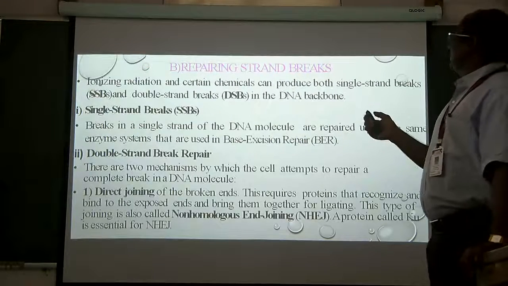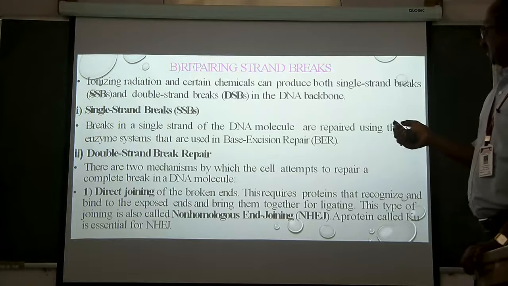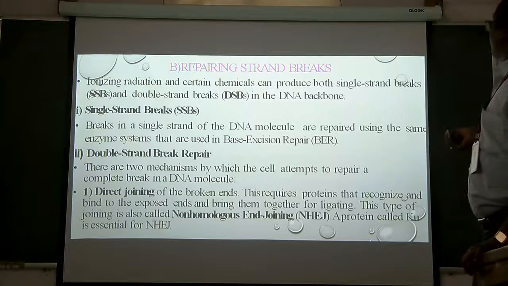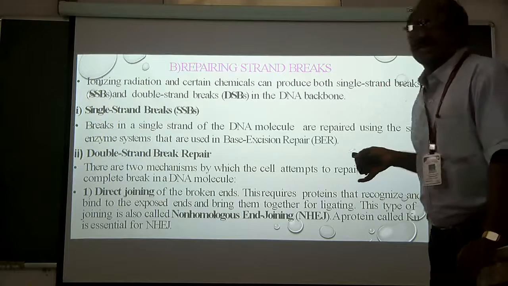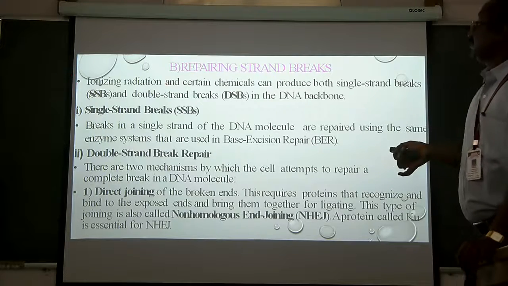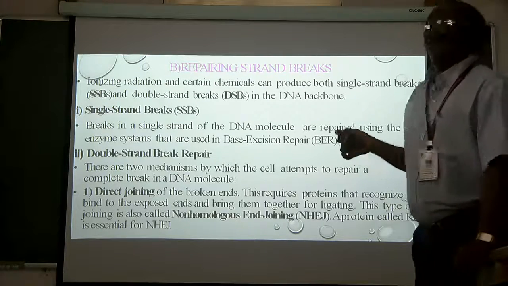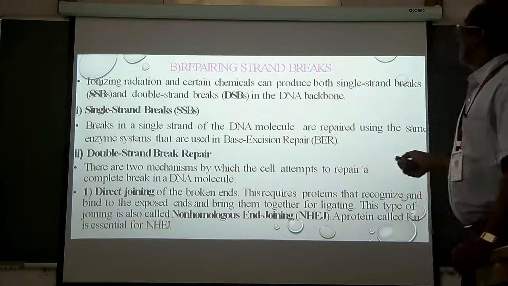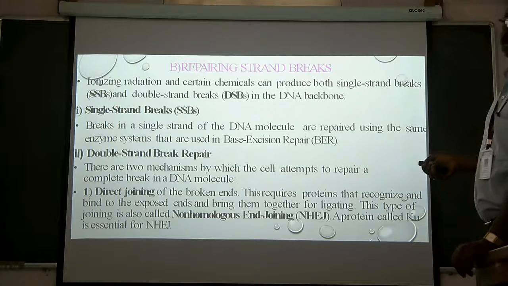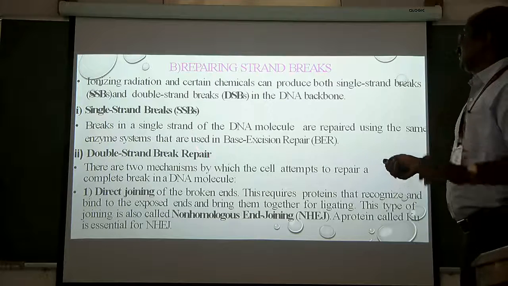Now the repairing of strand breaks. Ionizing radiation and certain chemicals can produce both single-stranded breaks, that is SSBs, and double-stranded breaks, DSBs, in the DNA backbone. So what is a single-strand break? A single-strand break is a break in a single strand of DNA.